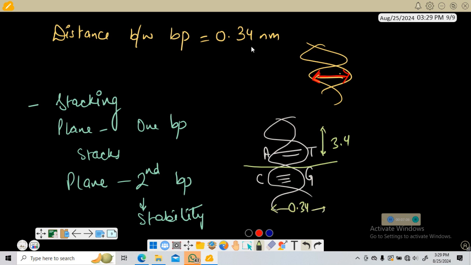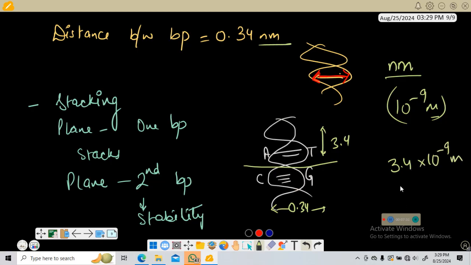Units are most important if we are talking in nanometers. That means 10 raised to the minus 9 meters. You have to see whether it's given in nanometers or in meters. If you want to convert nanometer into meter, you simply write 3.4 into 10 raised to the minus 9 meters, or 0.34 into 10 raised to the minus 9 meters.